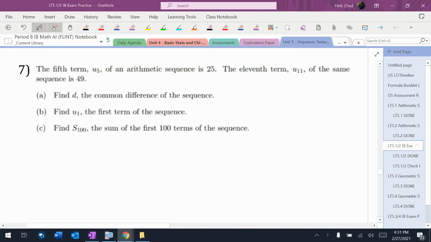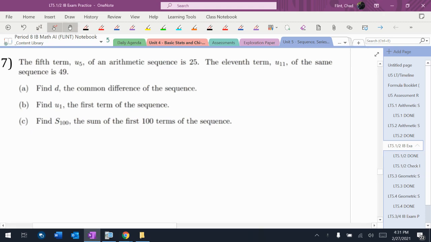Fifth term, U5 of an arithmetic sequence is 25. The 11th term of the same sequence is 49. So this is one of the little more complicated ones they give you because it's 5 to 11. So I have to think about the following.